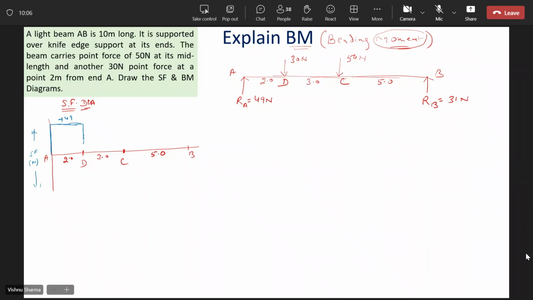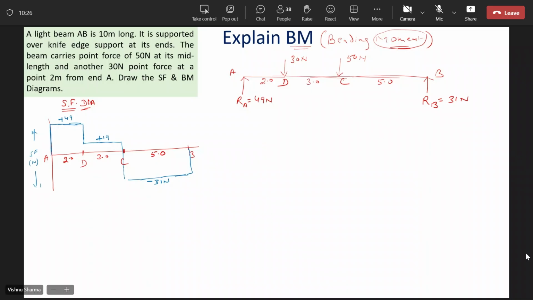Please correct me if I'm making any mistake. I remember it clearly, but if there's any oversight, please correct. It came to plus 19. Then at C, it went to minus 31. It remained minus 31 and became 0. Was this the SF diagram we got yesterday, guys?